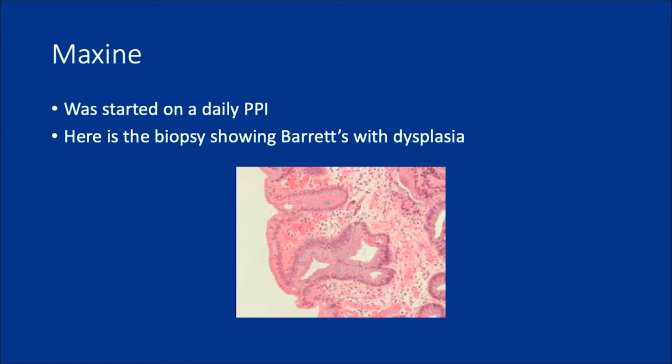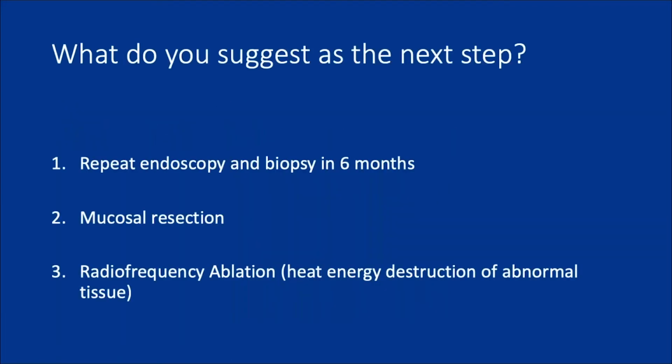The biopsy is showing Barrett's, but now there's dysplasia. And dysplasia, as we all know, is an abnormal tissue finding that's not quite normal and is not quite malignancy, but it is a concern for the development of malignancy. This slide is a key element of what we need to think about. So what do you suggest as the next step? Do you suggest repeat endoscopy and biopsy in 6 months, mucosal resection of the Barrett's, radiofrequency ablation, which is a heat destruction of that area?